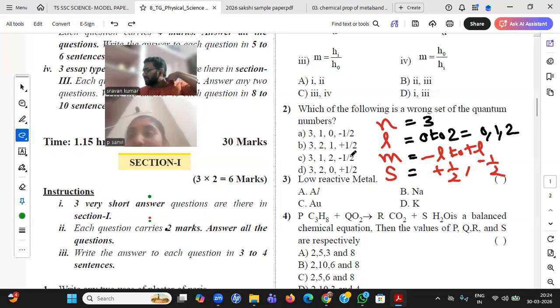So this is not covered for CBSE. They don't have it. But for SSC, I have discussed this topic for a whole session. That's the reason she gave the right answer.